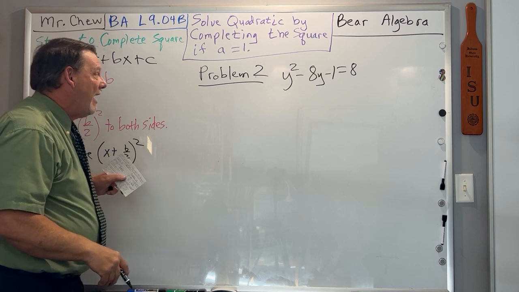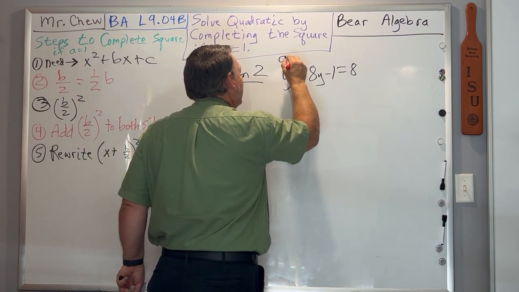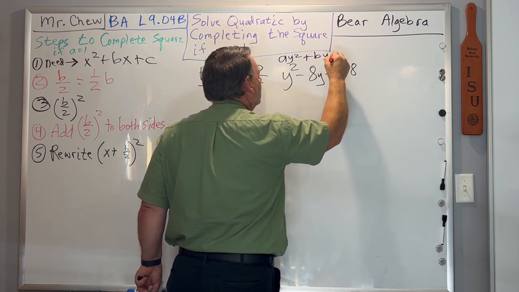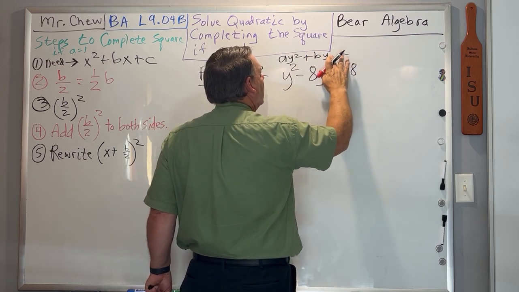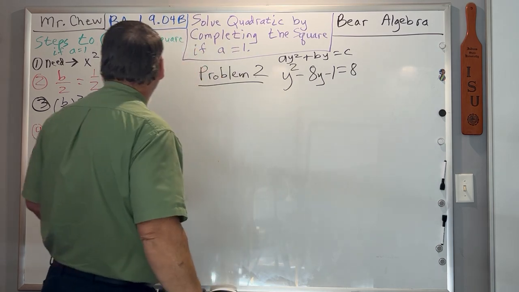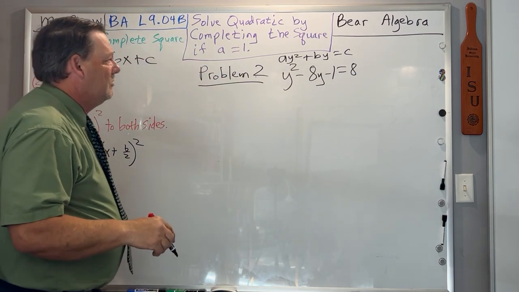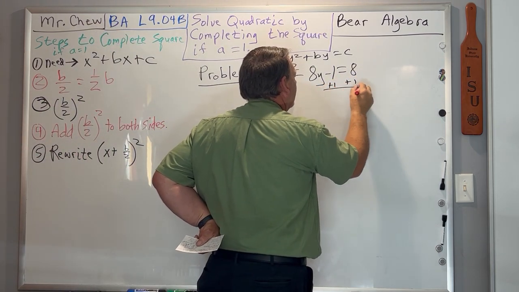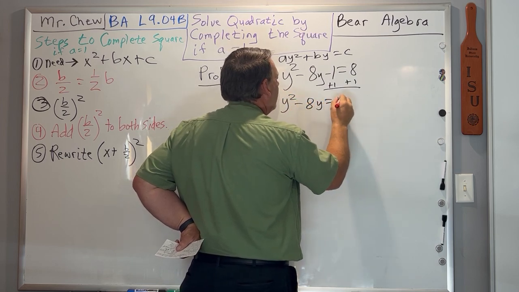Well, we have to have a equals 1, and we do. And remember, here would be my standard form. But I really want to have it equal some number, because I just need this out of here. Okay, so I'm going to add a 1 to both sides. And I have y squared minus 8y equals 9.